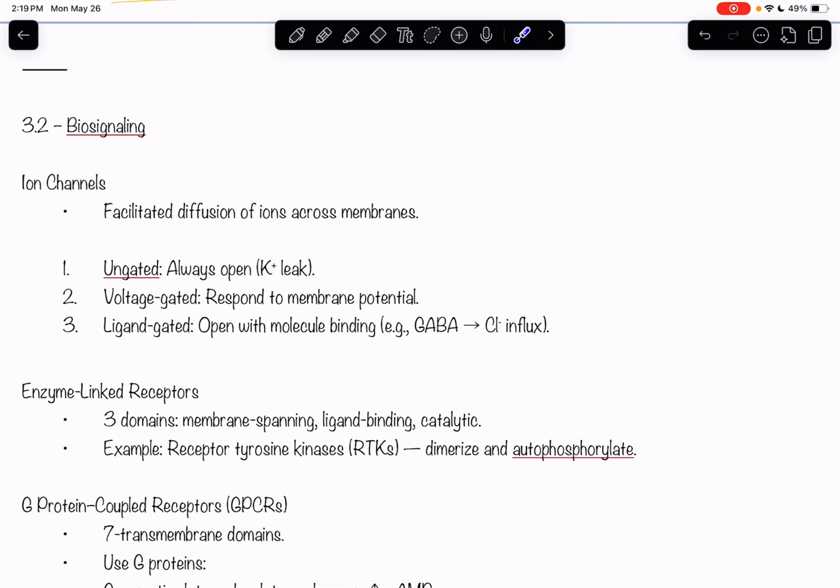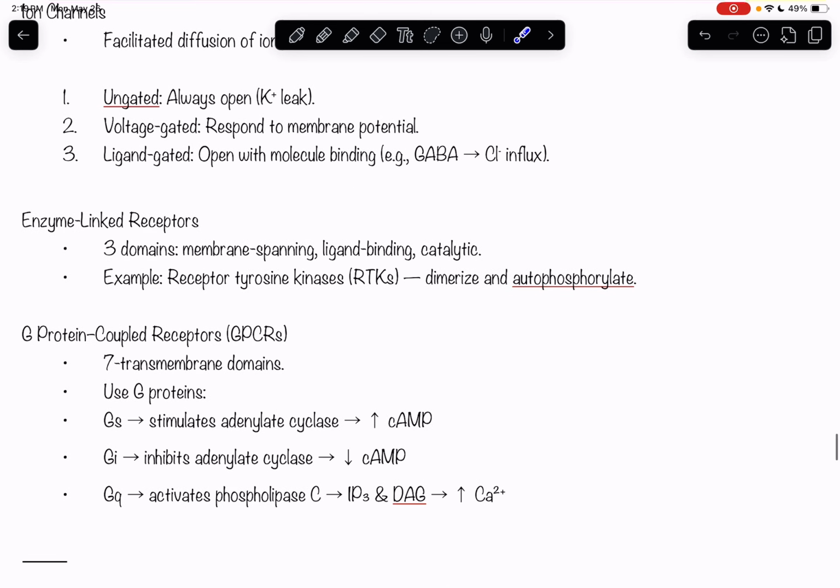Ligand gated, this one's a little easier. What I want you guys to think about as a ligand is a key. You need a key to open the door. So for ligand gated ion channels, you need a key for the ions to go through. So we have enzyme linked receptors. These are membrane spanning, with three domains spanning an entire membrane. And again, this has to do with ligand binding like we talked about before.